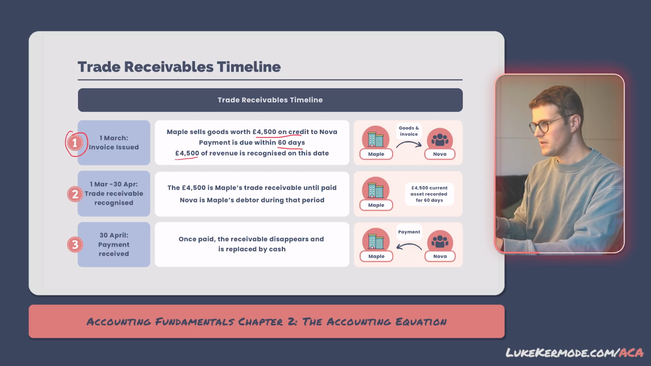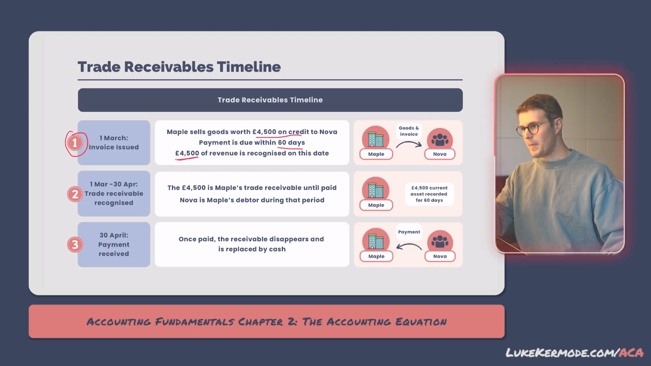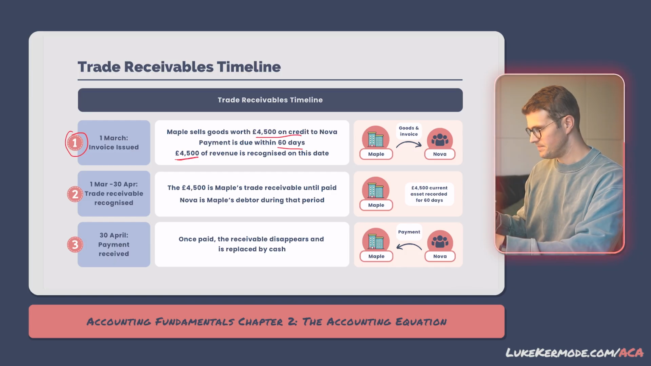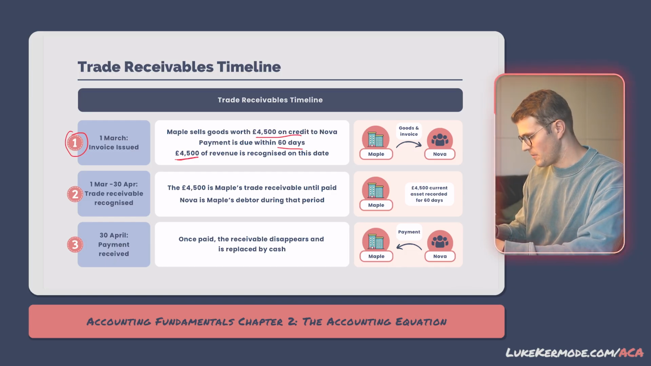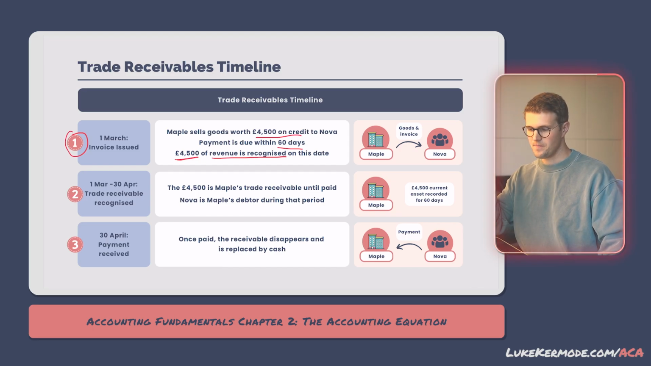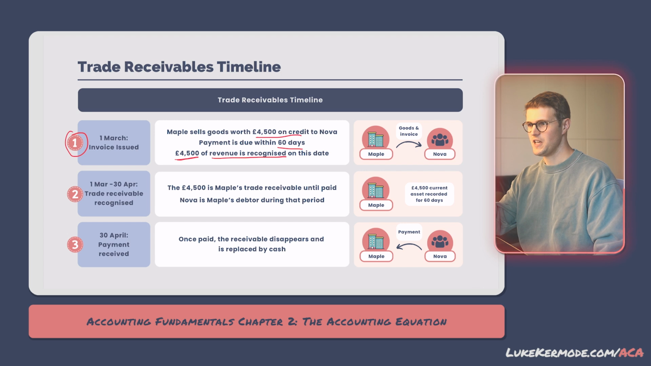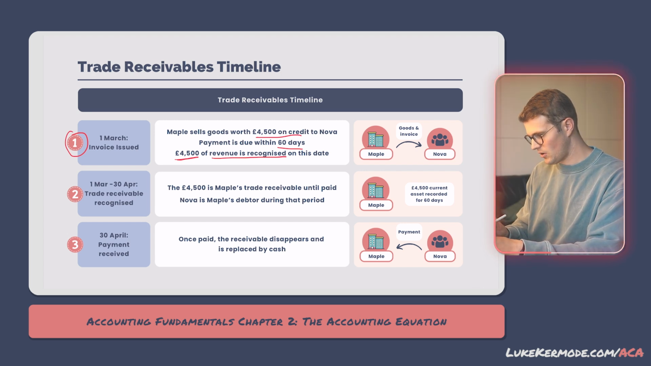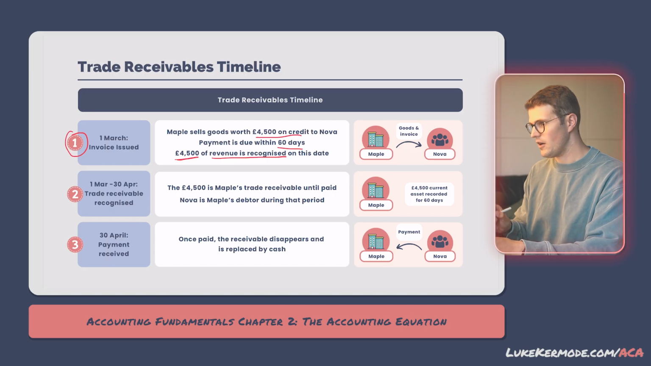Maple records this £4,500 as a trade receivable on the balance sheet, and it's a current asset because the business expects to receive the cash in less than 12 months. Importantly, the revenue is recognised straight away on the 1st of March, not when the cash is received. So revenue is recognised when the sale is made on the 1st of March, not when the cash is eventually received by the business.